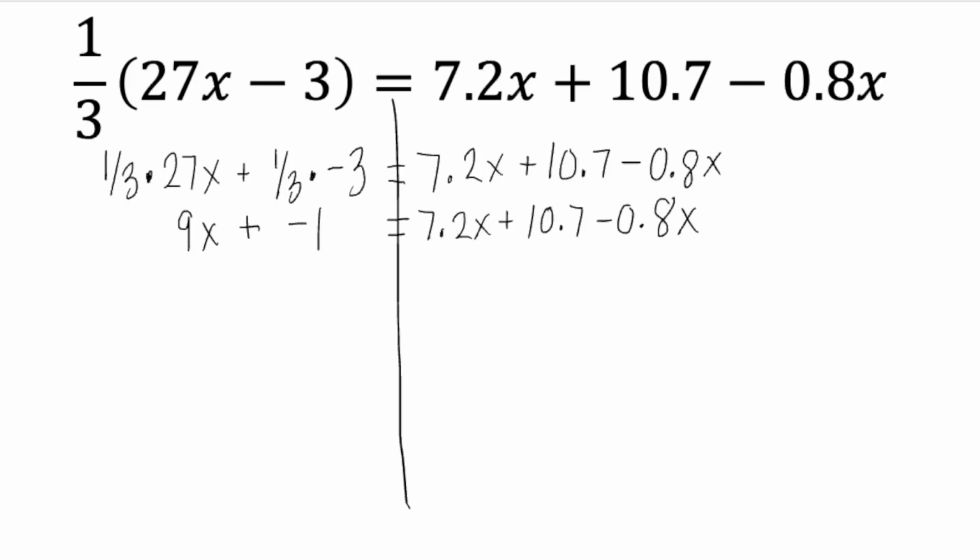Next, combine like terms. 7.2x and -0.8x are like terms. Since 7.2x and -0.8x are on the same side of the equal sign, we add them. 7.2x plus -0.8x equals 6.4x.